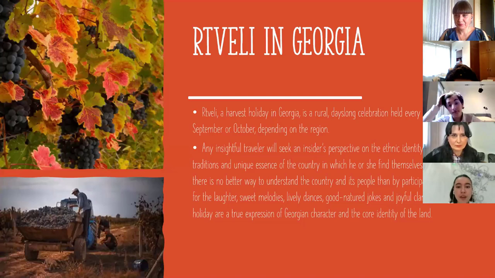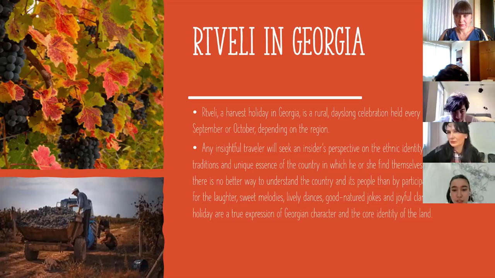Tbilisoba in Georgia. Tbilisoba, a harvest holiday in Georgia, is a rural days-long celebration held every year around September or October, depending on the region. Any insightful traveler will gain an insider's perspective on the ethnic identity, national traditions, and character of the country in which he or she finds themselves. In Georgia, there is no better way to understand the country and its people than by participating in Tbilisoba. For the laughter, sweet melodies, lively dances, good-natured jokes, and joyful climate of the holiday are true expressions of Georgian character and the core identity of the land.